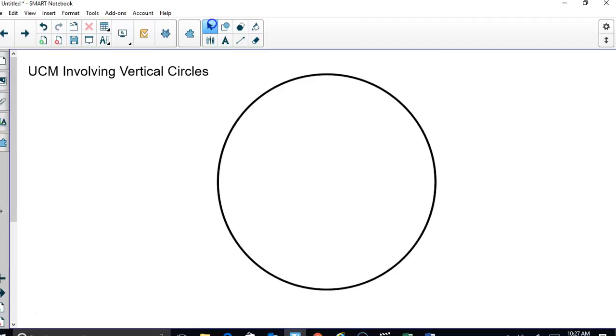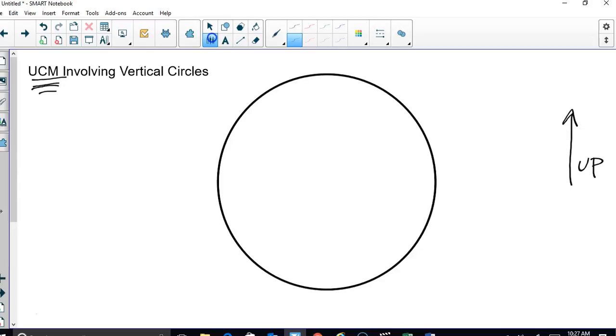For objects that are being moved in a circle that is vertical, so this is up, in order to move in uniform circular motion, the centripetal force isn't always the same, because gravity affects things. Remember, centripetal force is the net force.